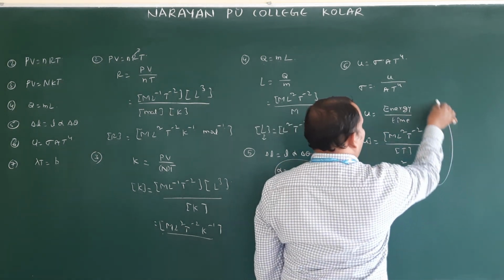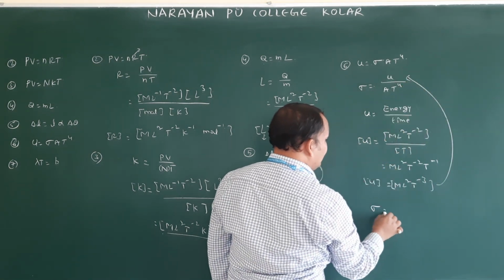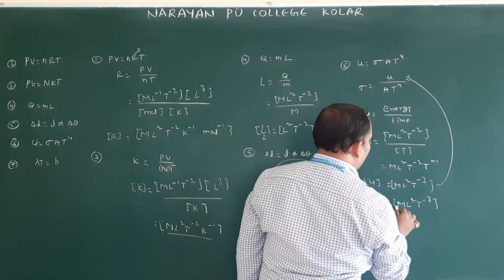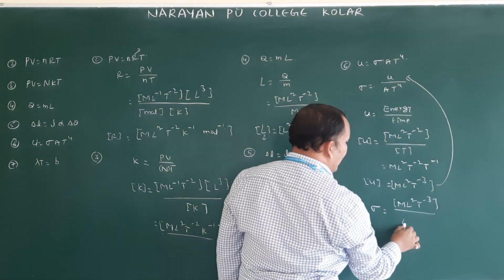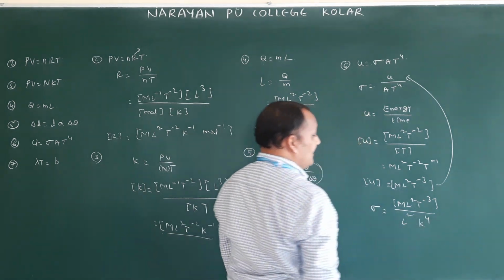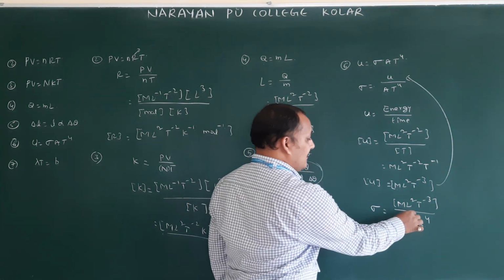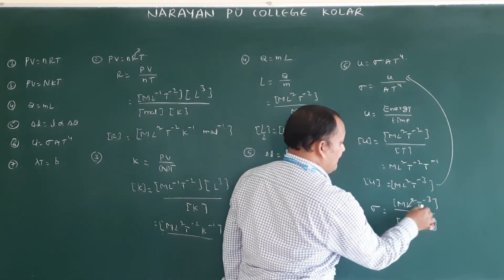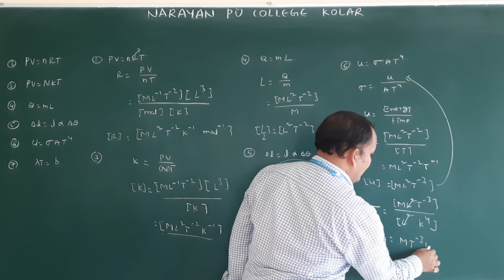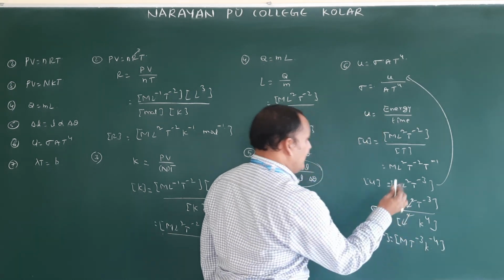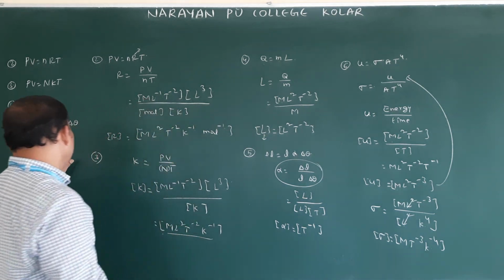Substitute this U in this equation. Then sigma is equal to U, which is M L square T power minus 3, by area L square, and temperature K power 4 is there. L square will be cancelled. Therefore, M T power minus 3 K power minus 4. So this is the dimensional formula for sigma.